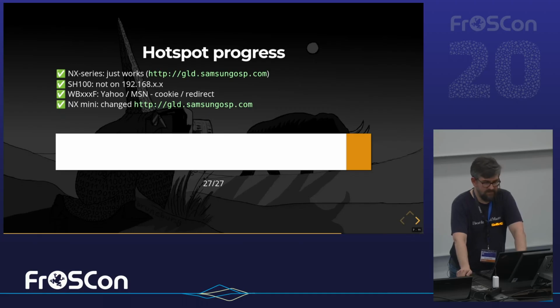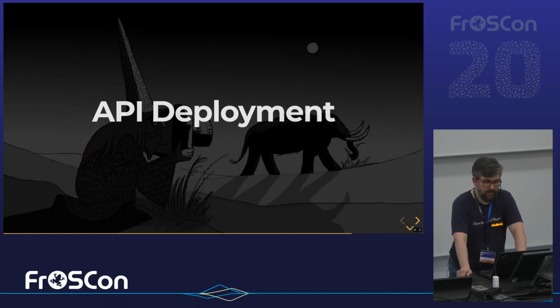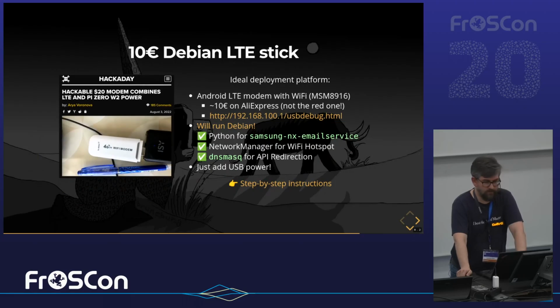And you can just use your camera to upload pictures. For example, using this interesting €10 LTE modem, which was reported by Hackaday back in 2022. It is based on Android 4. But you can enable USB debugging, and you can install Debian over the original operating system running on it.